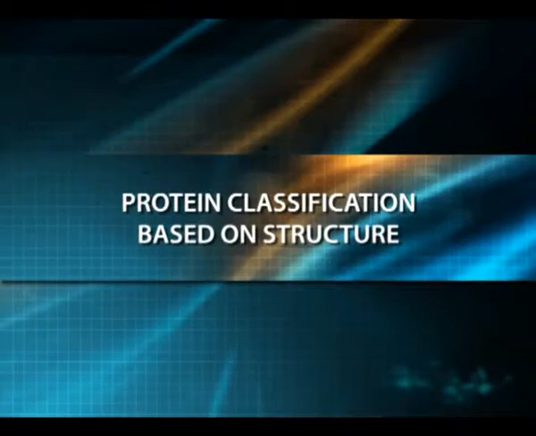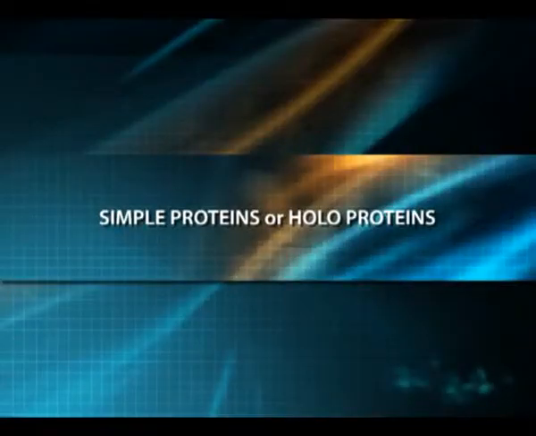Protein classification based on structure. Based on structural complexity, proteins are classified into three groups. They are simple, conjugate and derived proteins. Simple proteins or holoproteins are those which yield amino acids or their derivatives on hydrolysis.